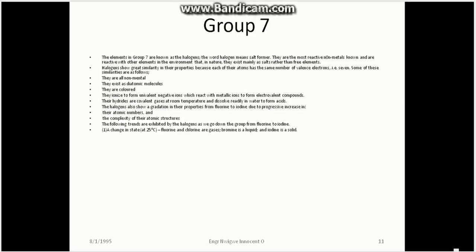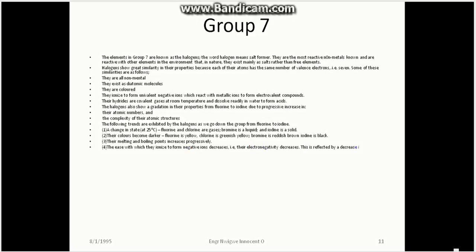2. Their colors become darker. Fluorine is yellow, chlorine is greenish yellow, bromine is reddish brown, iodine is black. 3. Their melting point and boiling point increase progressively. 4. The ease with which they ionize to form negative ions decreases, that is, the electronegativity decreases.